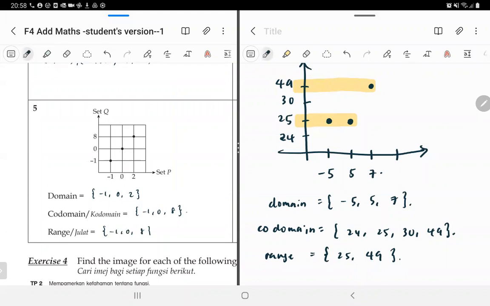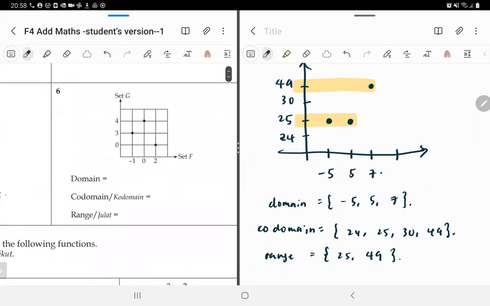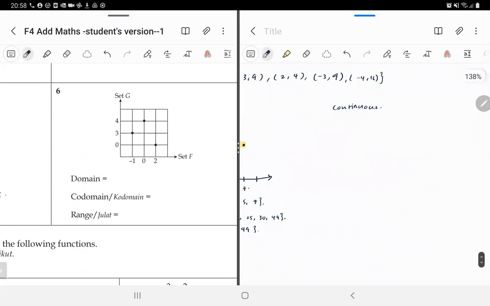So same case also for this one, so I skip. Okay, it's the same concept. Domain is the horizontal one, codomain is the vertical one, and then the range will be the vertical but with dot. All right. Okay, and then next one, continuous data, right?